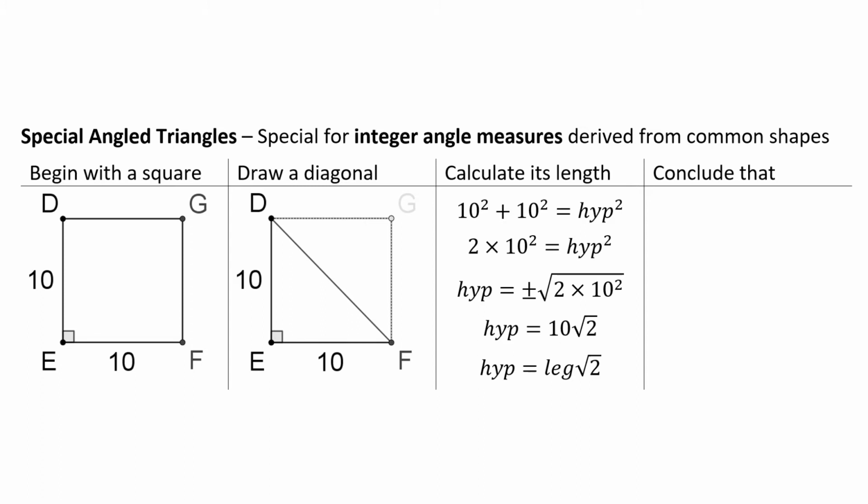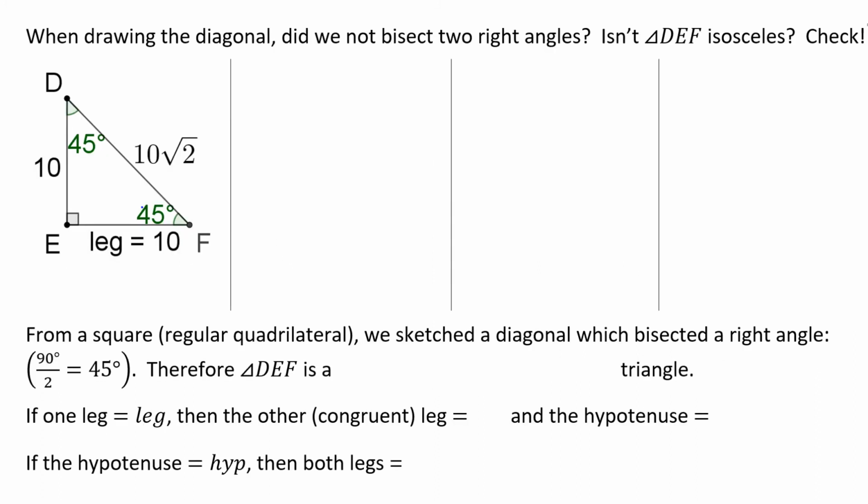In general, if we have side lengths that are x and x, we're going to have a hypotenuse that is x radical 2. So if we want to fill that in, we've got legs of 10 and the hypotenuse of 10 radical 2. So when we drew that diagonal through the square, didn't we take 2 90-degree angles and bisect them? Therefore, triangle DEF has angle measurements of 45, 45, and 90, and you can still see those side lengths.